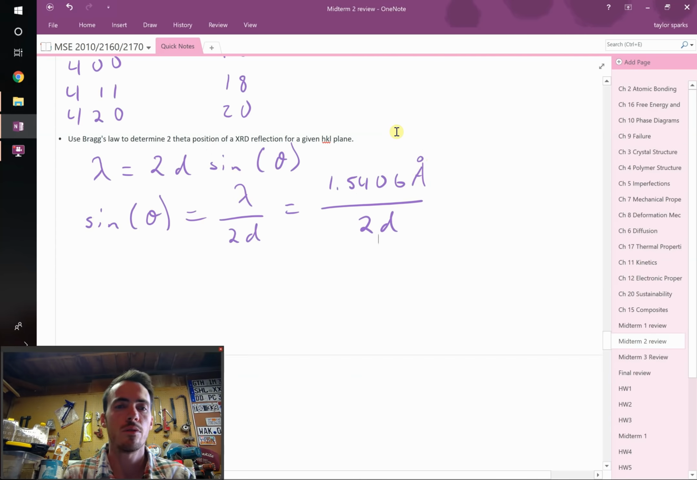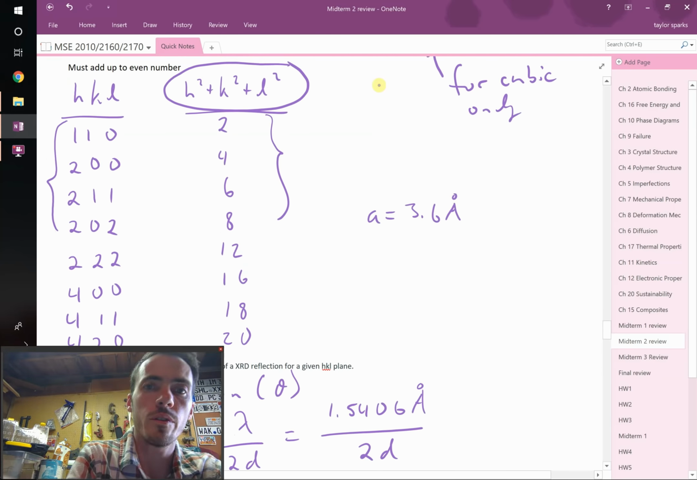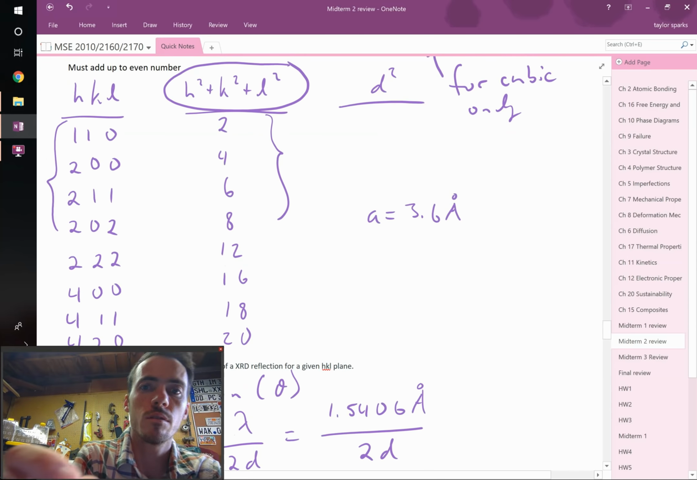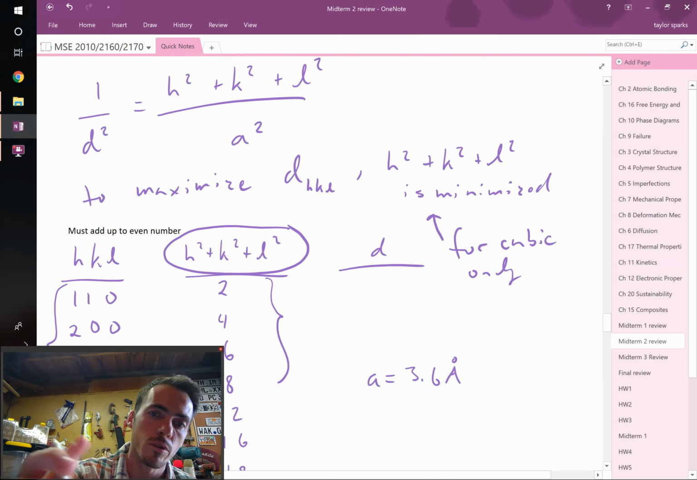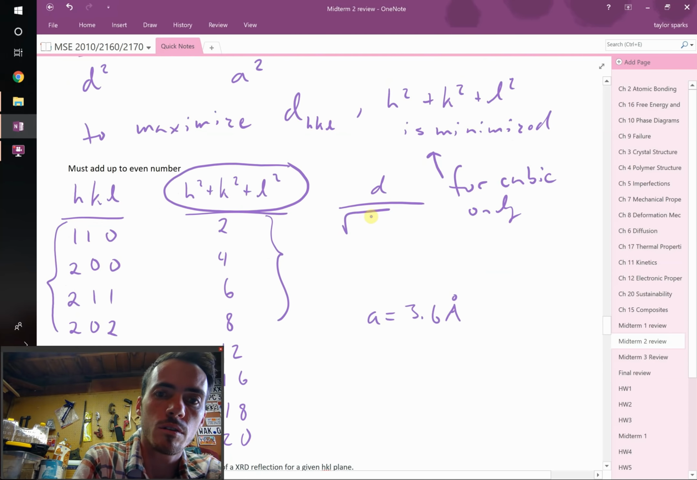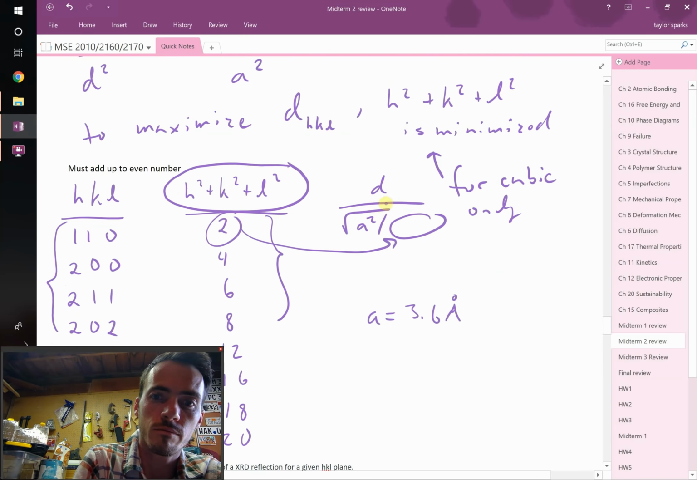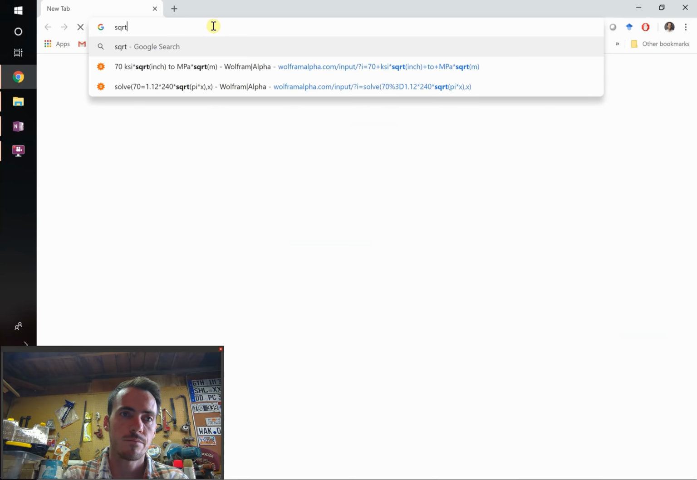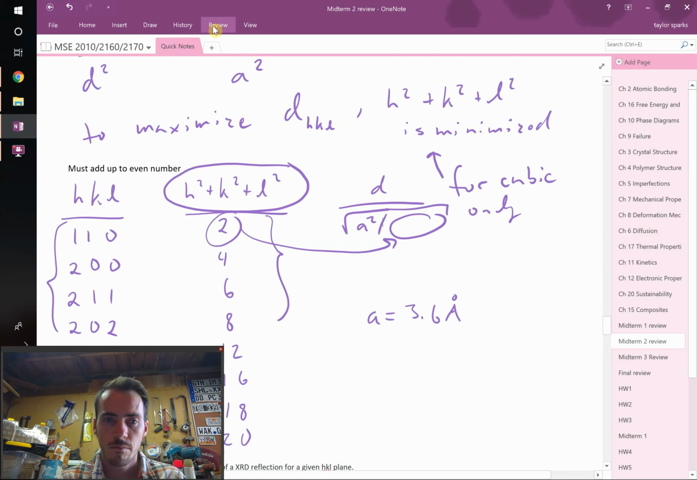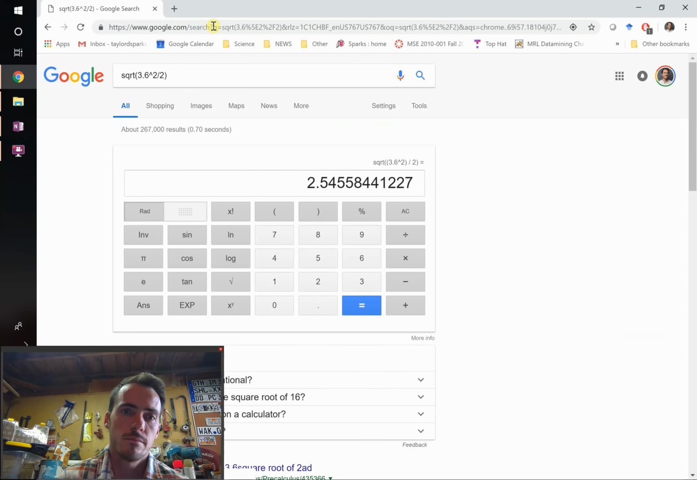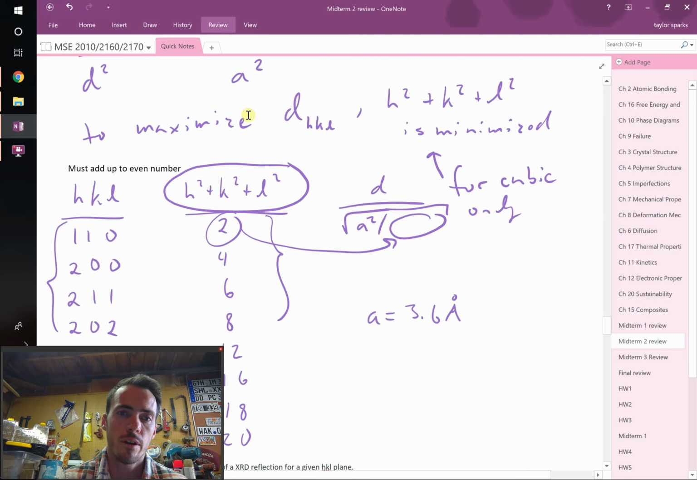So we would just figure out d. From above, we know that d squared for these things is just equal to a squared divided by all of that. Therefore, d is just the square root of that. So it's going to be the square root of a squared divided by that number. So we could punch those things in. 3.6 squared divided by 2. All right, that's our d value for that first one, which is 2.545.